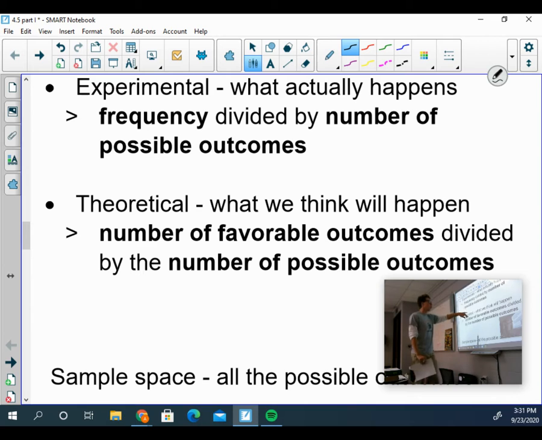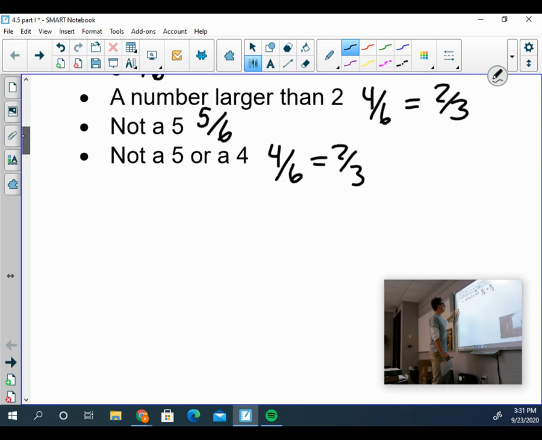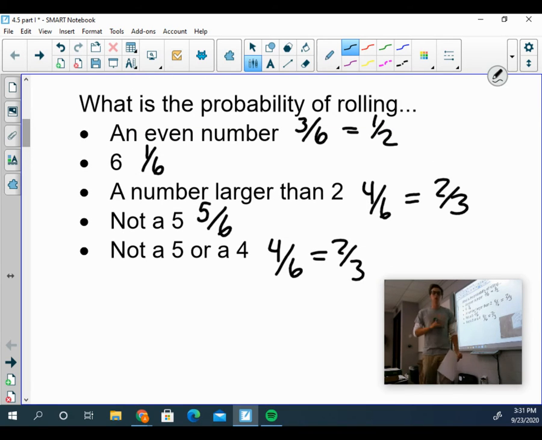Theoretical probability is what we think will happen. That is the number of favorable outcomes divided by the number of possible outcomes. If we look at the example above, this was theoretical probability. We didn't take out a die and achieve these numbers. We didn't roll the die 6 times and get 3 even numbers. No, we thought about it theoretically. If I'm looking for an even number, the favorable outcome is a 2, a 4, or a 6, whereas the possible outcomes, there are 6 different numbers, hence you get 3 over 6.